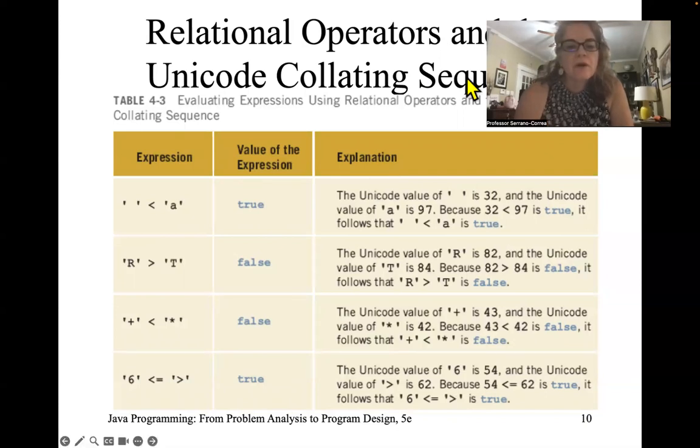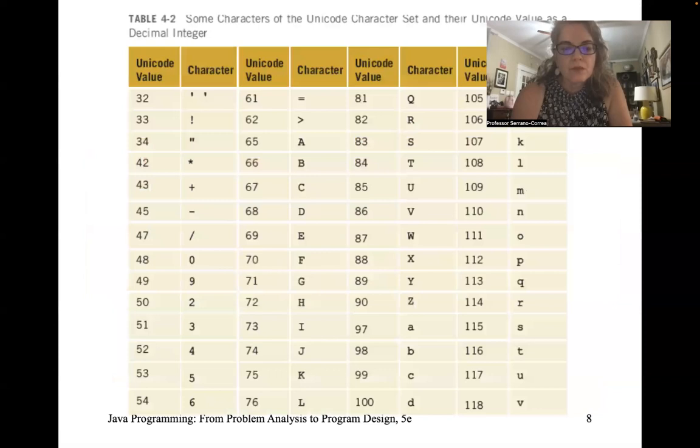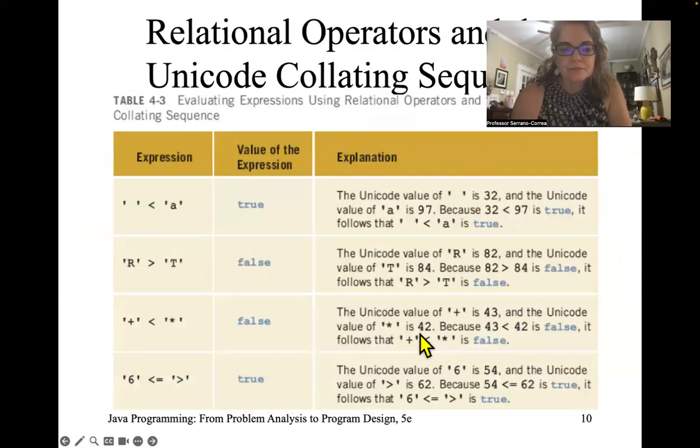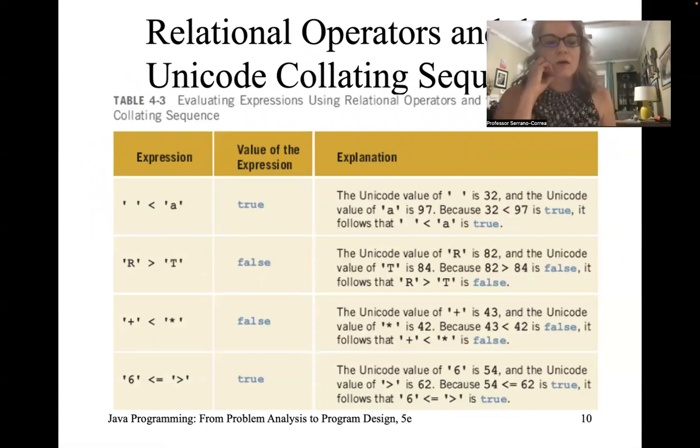Okay. So here are some examples of how we can compare characters. So here, this first one is just a blank space, and this is the lowercase a. A blank space has a value of 32, and a lowercase a has a value of 97. So blank is less than lowercase a. And then this one here, you don't need to look at the chart. You just know that R, O, P, Q, R comes before T. So this would give you a false because R comes before T. R is not greater than T.